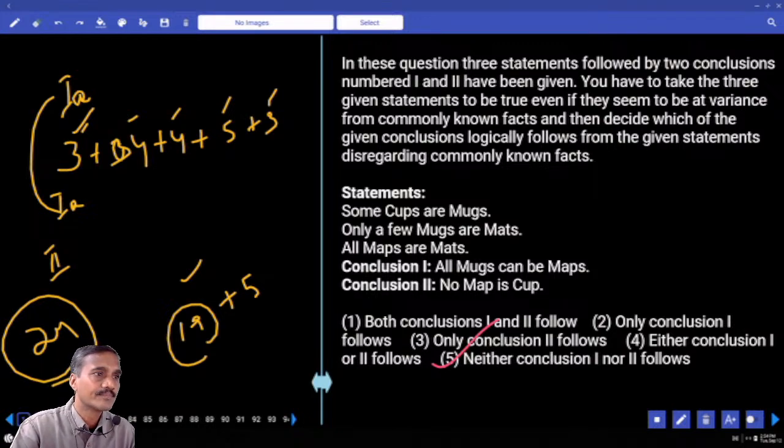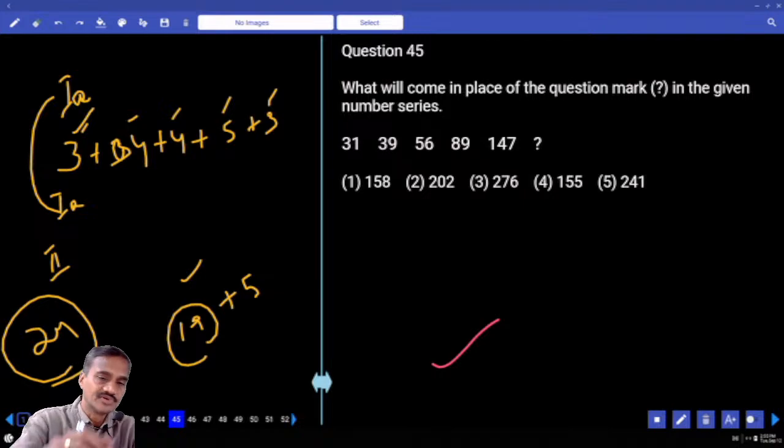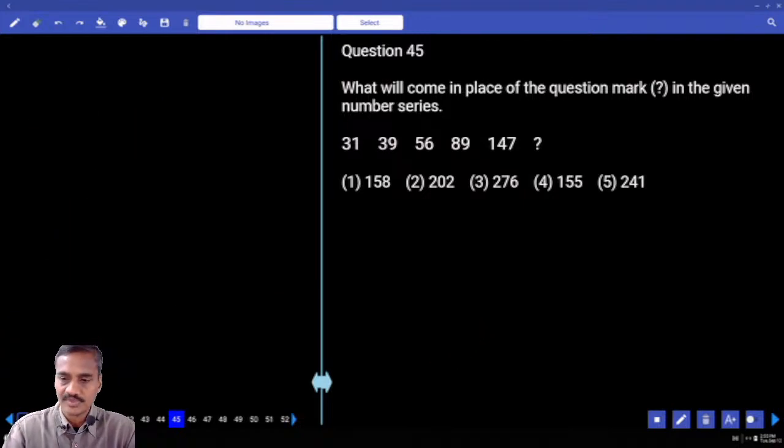Yes? Question numbers 40, 45 onwards. Then coming to question number 45 onwards. Now 31, 39. అమ్మ చెప్పండి దేంట్లోకి వస్తుంది ఇక్కడ?